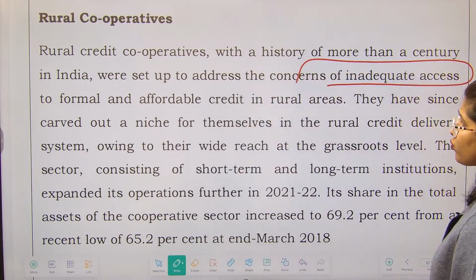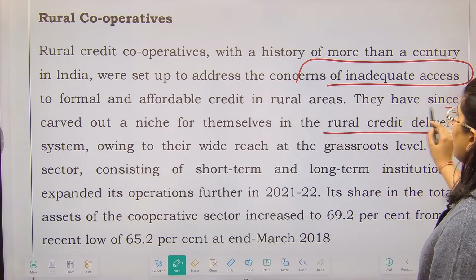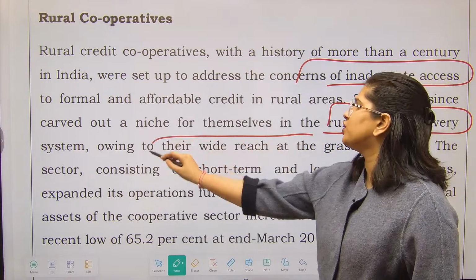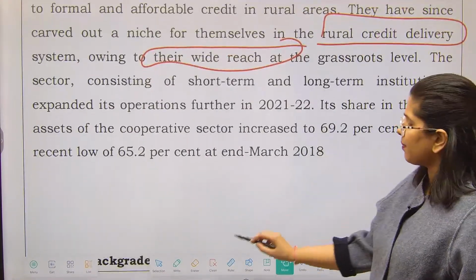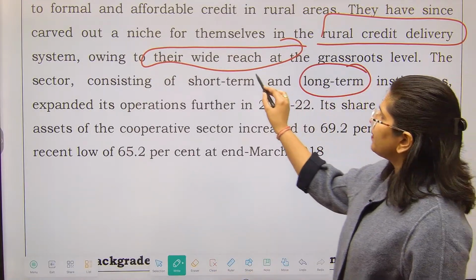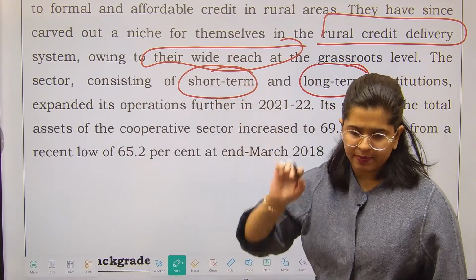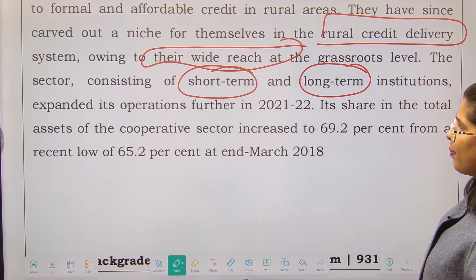ठीक है? So rural cooperatives, they have carved out a niche for themselves in the rural credit delivery because they have got a wide reach. They consist of two kinds of cooperatives. Number one, short term, number two, long term. ठीक है? पहले short term cooperatives भी हैं and then long term cooperatives भी हैं. These are the twin bifurcations under the rural cooperatives.